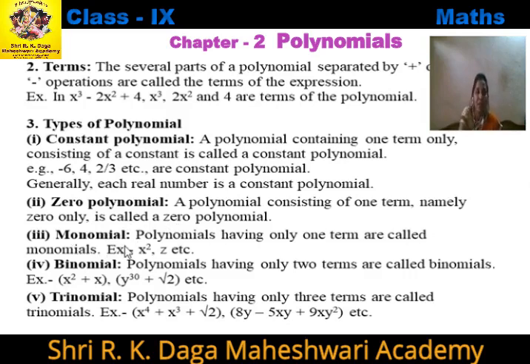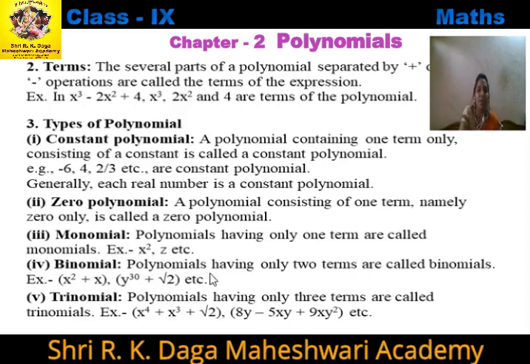Now, monomial. Polynomials having only one term are called monomials, like x square, z, etc. In this polynomial, there is only one term, only x square. This is a polynomial which is called monomial. Z, this is a polynomial with one term and this is called monomial because only one term is present.